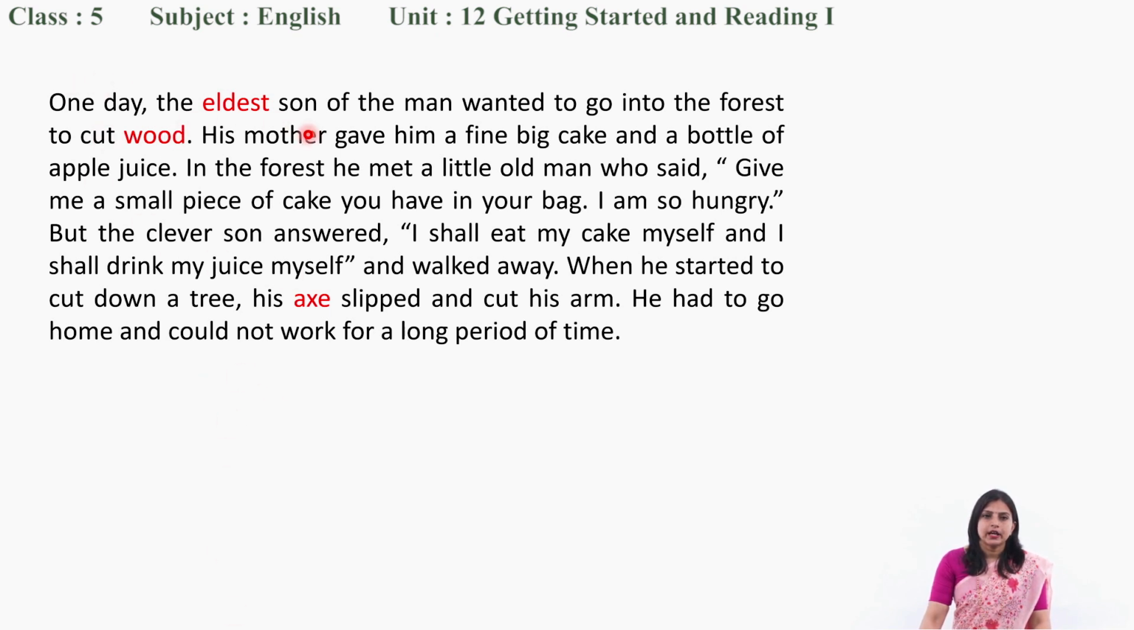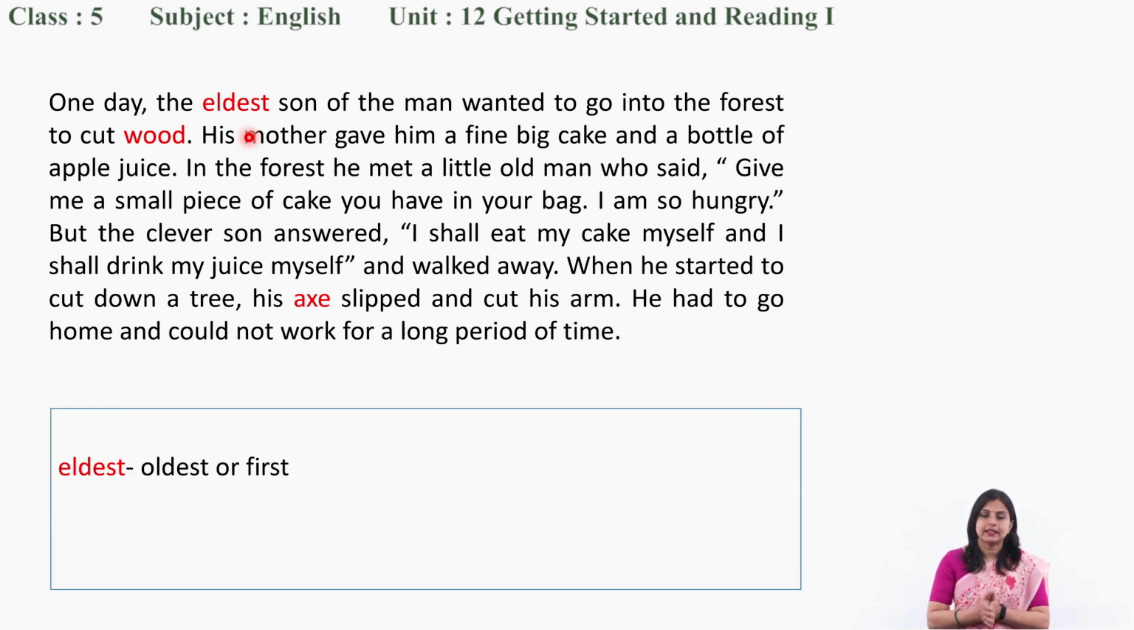One day, the eldest son of the man wanted to go into the forest to cut wood. Why did he want to go to the forest? To cut wood. Now, what do you mean by eldest? Yes, eldest means oldest or first. सबभन्दा कान्छोलाई youngest र सबभन्दा ठुलोलाई eldest. Okay? So that means oldest or first. Means the first son, he was the eldest.